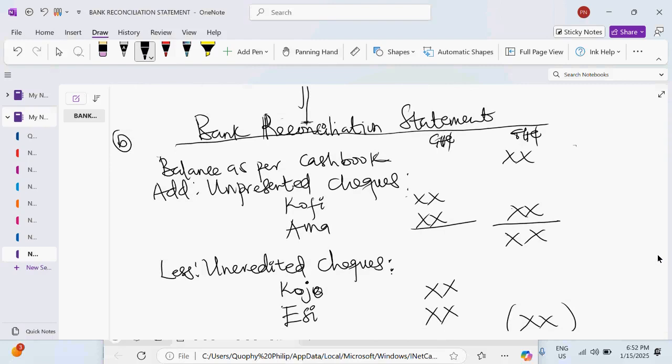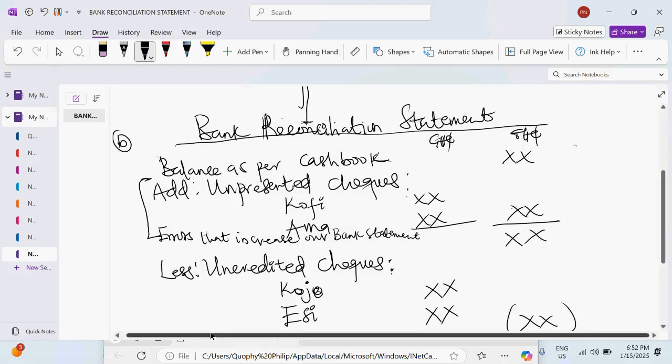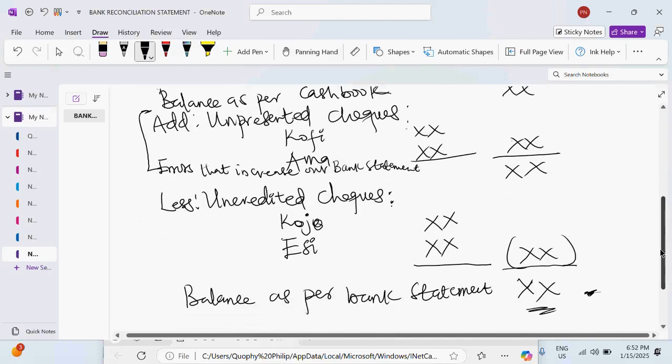Sometimes you can also have errors. So I'll make it simple by saying that all the errors that increase our bank account and our bank statement would be added to the unpresented checks, right?